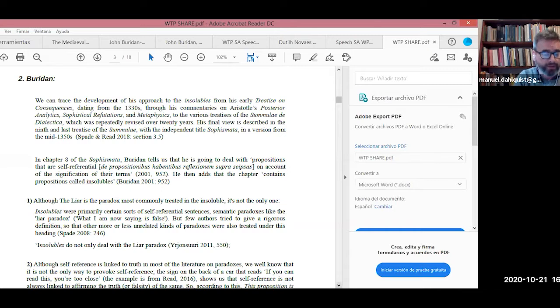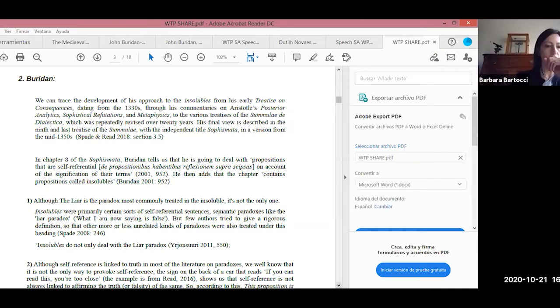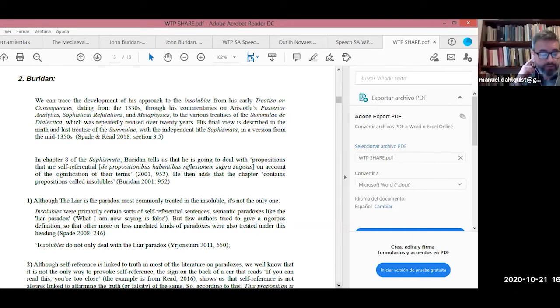This text makes it clear that Sophismata is a work from Buridan's mature period. Chapter 8 of Buridan's Sophismata is devoted to self-referential propositions. Buridan tells us he is going to deal with propositions that are self-referential. He states that the chapter contains propositions called insolubles.